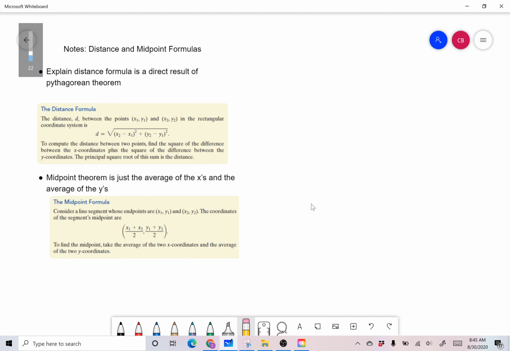Okay, so we're going to talk a little bit about distance and the midpoint formula. So how this works is if you have 2 points in space, there is some kind of distance between them. Okay, so we'll call this D. And if you want to know the distance between those, you can take the measurement from here.